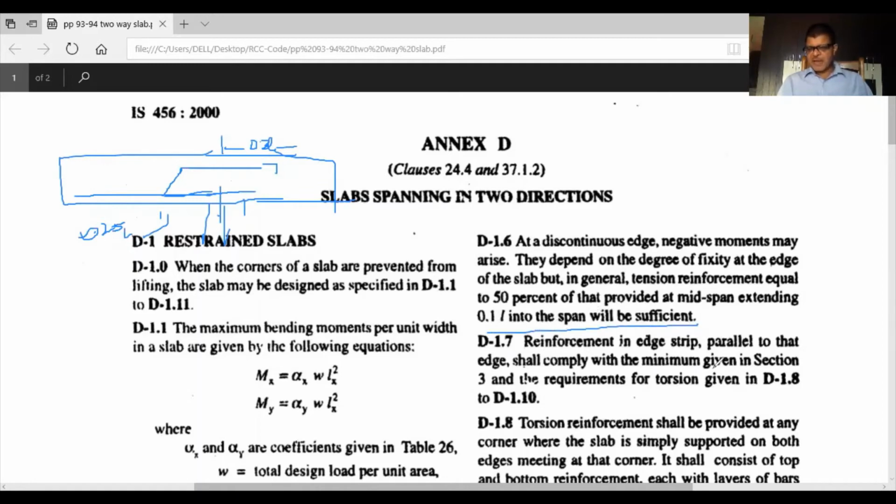Reinforcement in the edge strip parallel to that edge shall comply with the minimum reinforcement. So what will be the value of the reinforcement in the edge strip? That is again the minimum steel, that is 0.12% of the gross area, 0.12 BD by 100. That is the percentage to be provided, the minimum steel.